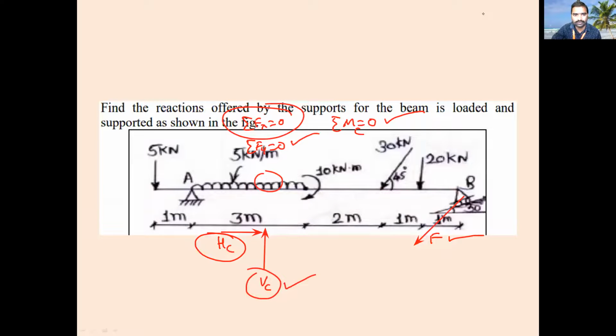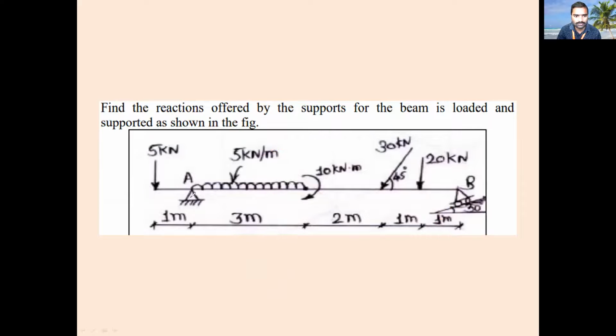Now see this problem. This is the one I have just solved. Correct? Yes, sir. 5 kilonewton, 5 kilonewton meter, 10 kilonewton, same problem. See, there is a support which is making an angle of 30 degree. It means the reaction is acting like this. So this reaction is making an angle of 60 degree. You have to resolve it, one vertical and one horizontal. Clear? Yes, sir.